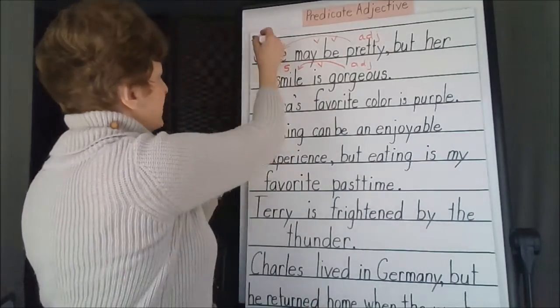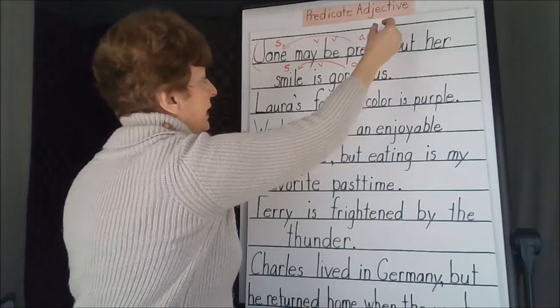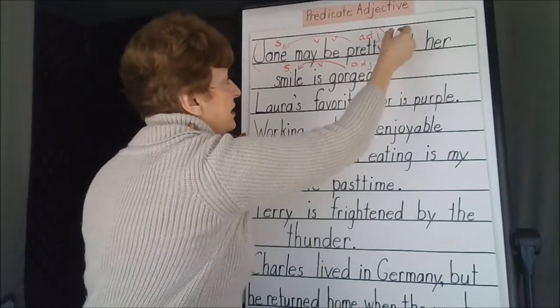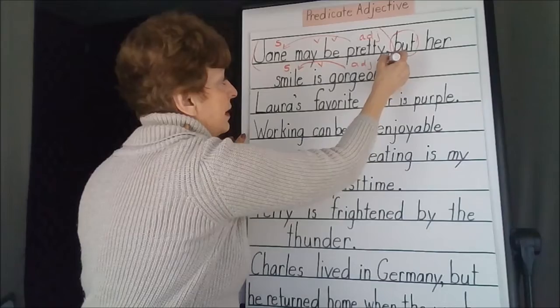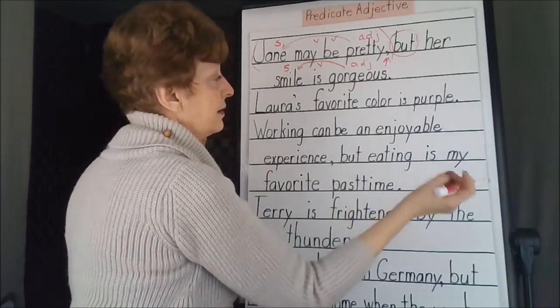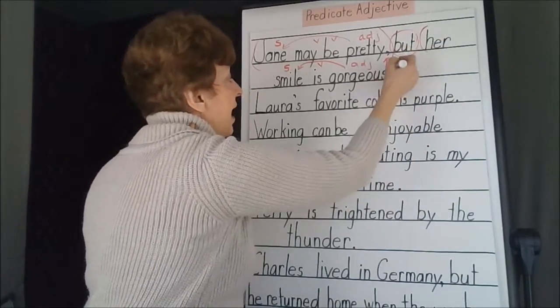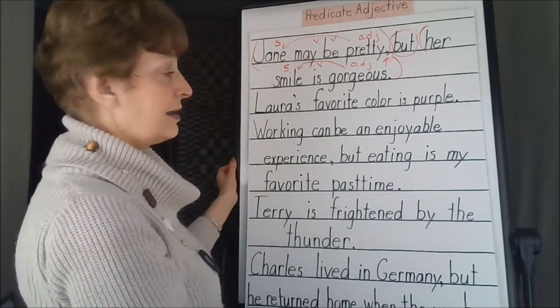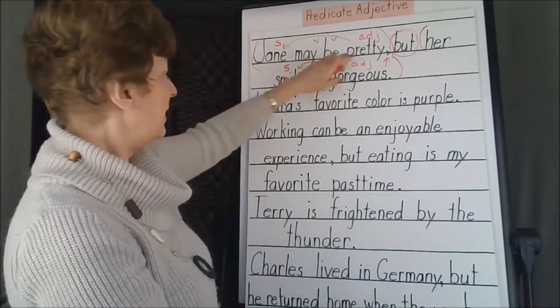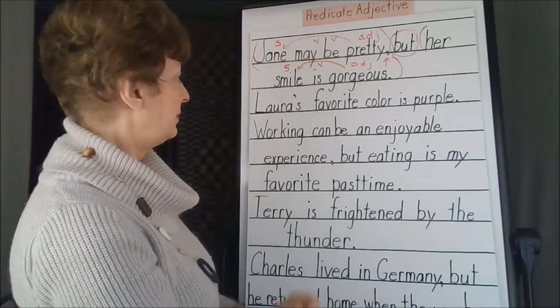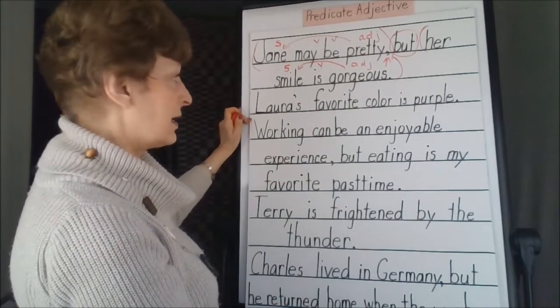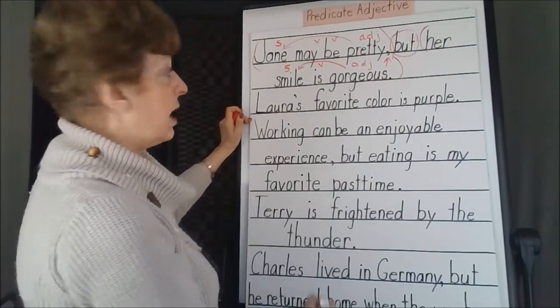So our clauses would be Jane is pretty. Here's our conjunction. So we need this comma to separate the clauses. Her smile is gorgeous is the second independent clause. And the predicate adjective is after the verb. In this case, there's just one independent clause.